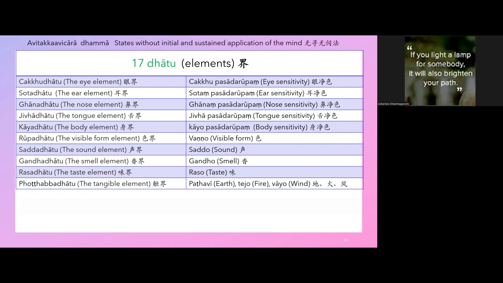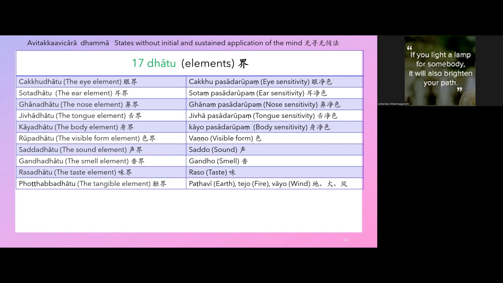Under dhātu, we get 17 dhātu. Now in total, there are 18 dhātu, but here we get only 17. That is because we don't get mano dhātu. Mano dhātu classifies the two sampatichana and panchadvara vajjana chitta, and these were classified under the first term, savitakkasavicārā dhammā. Therefore, they don't fall under this term.